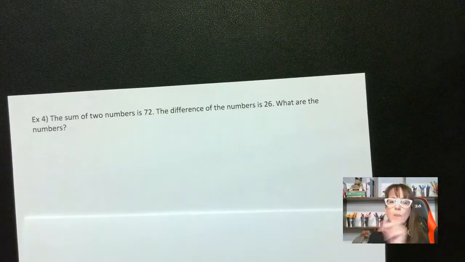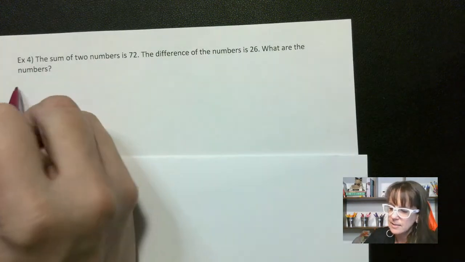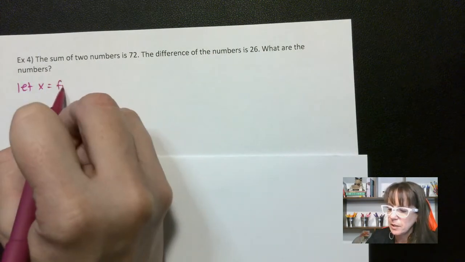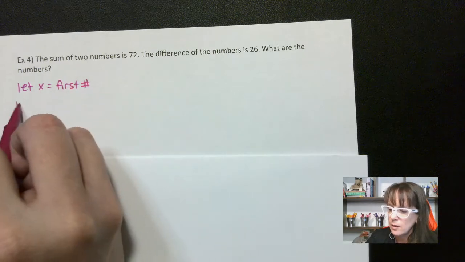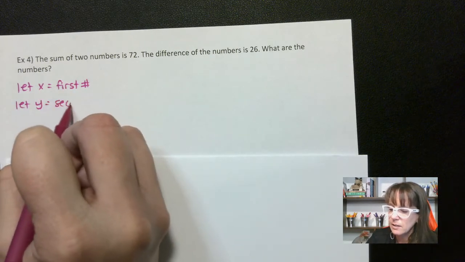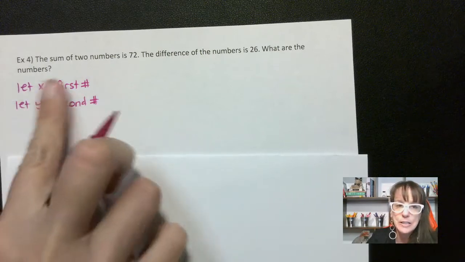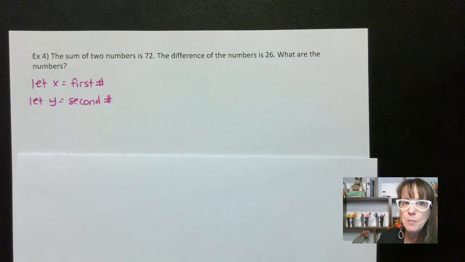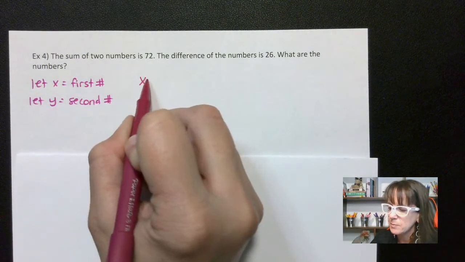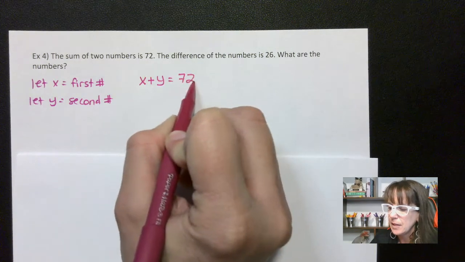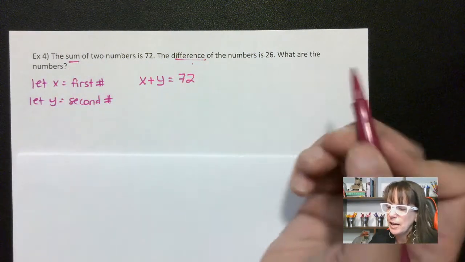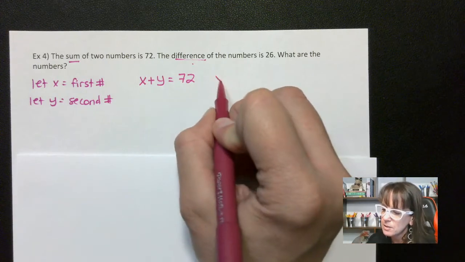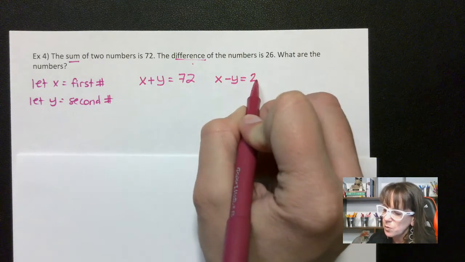Example number 4. The sum of 2 numbers is 72. The difference of 2 numbers is 26. What are the numbers? Let X equal the first number. Let Y equal the second number. This key or legend that you have to define is really helpful, and it's a good idea to get in the habit of writing that out. The sum of 2 numbers: remember, sum means add, so X plus Y equals 72. Difference means subtract, so X minus Y equals 26.